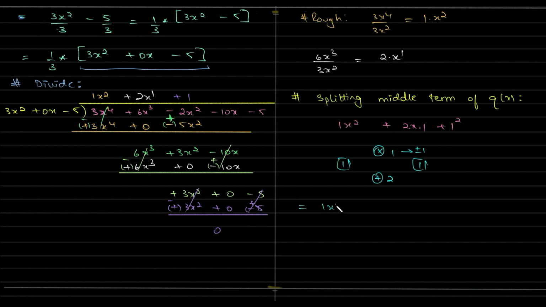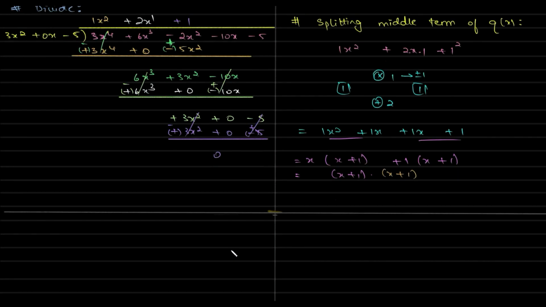So we have 1x square plus 1x plus 1x plus 1. So we have common. So we have x, right? So we have x plus 1. And we have 1 over here. X plus 1 again. And then we have x plus 1 again as common. And the leftover is x plus 1. Right? So those are your factors.